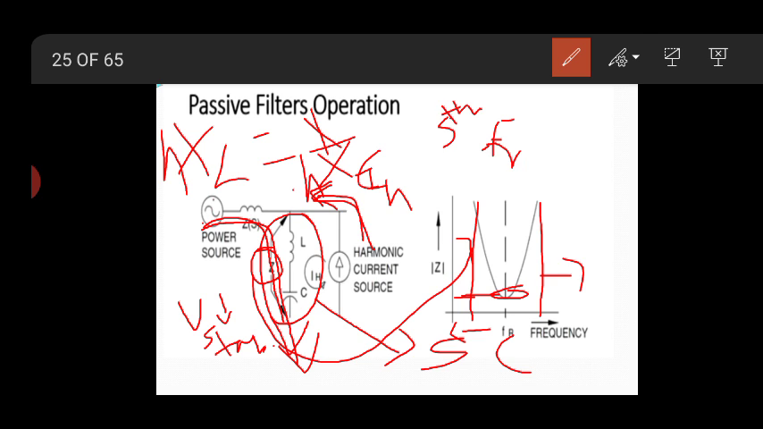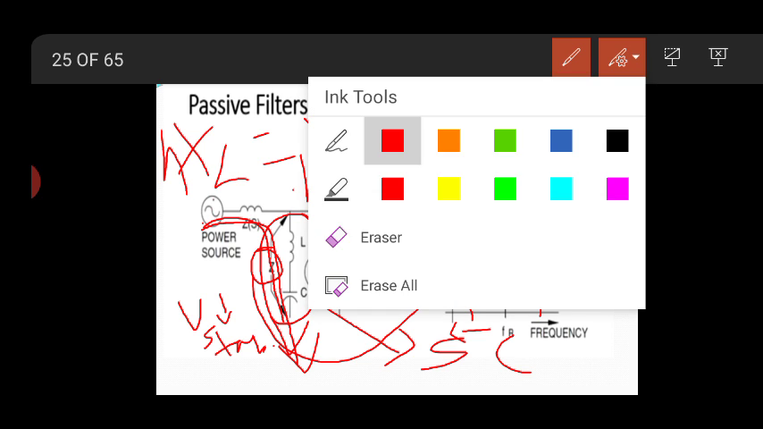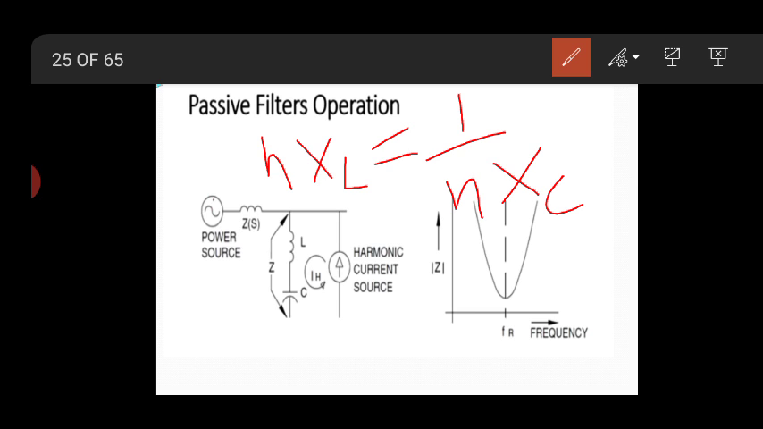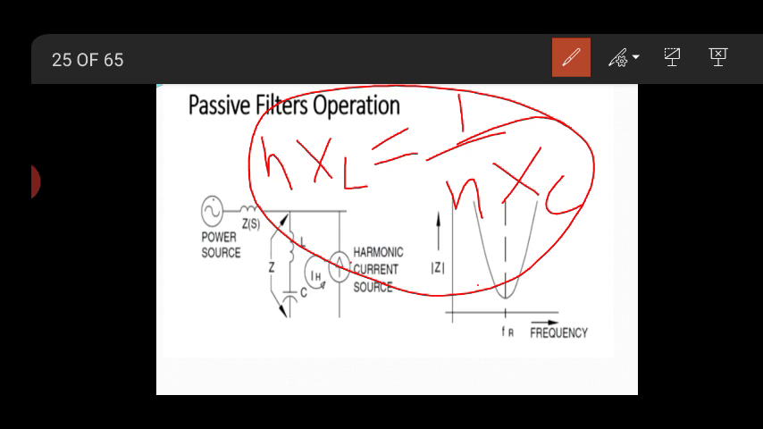So that is, N into XL is equal to 1 by N into XC. So at a particular harmonic frequency we are getting the resonance. So that resonance impedance is being shown here.